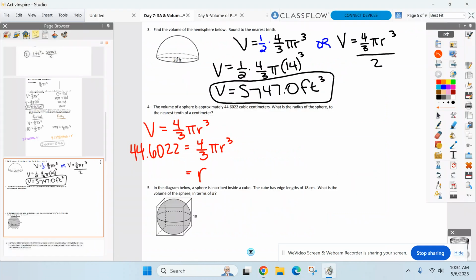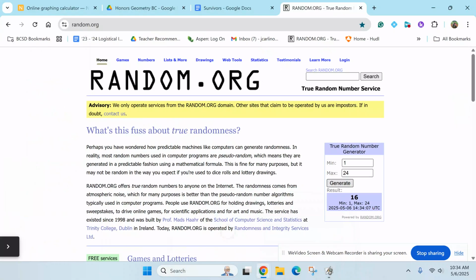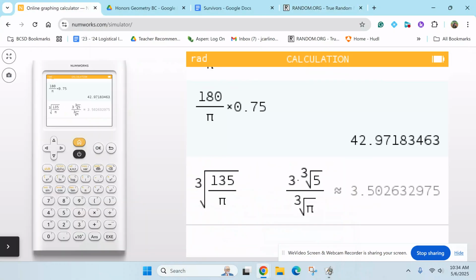Catherine, your radius length when you're ready. I can't get the number to go under the cube root. Okay, I'm glad you told me that. Now remember, you can always hit answer and it'll put that previous answer wherever you need it. So you can do cube root and just hit ANS and it'll put the previous answer there. 2.7.